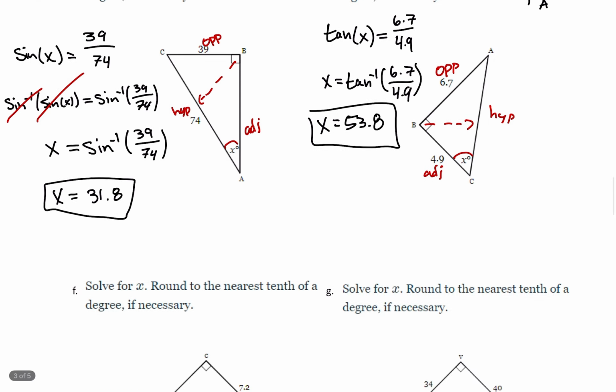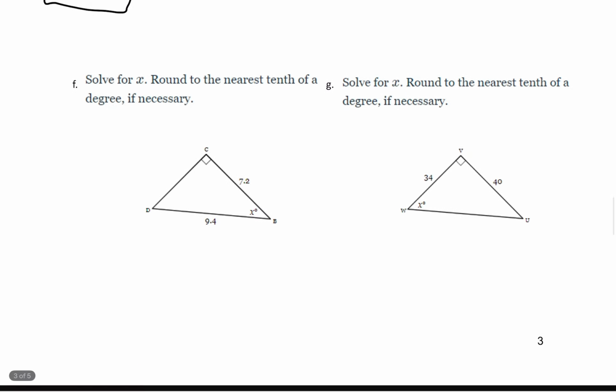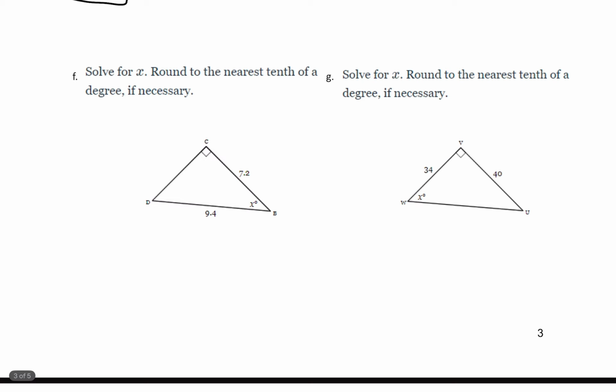We are going to do examples F and G as partner practice. When you get those finished, come up and get a stamp for credit. And then we do have a very short Delta Math online.